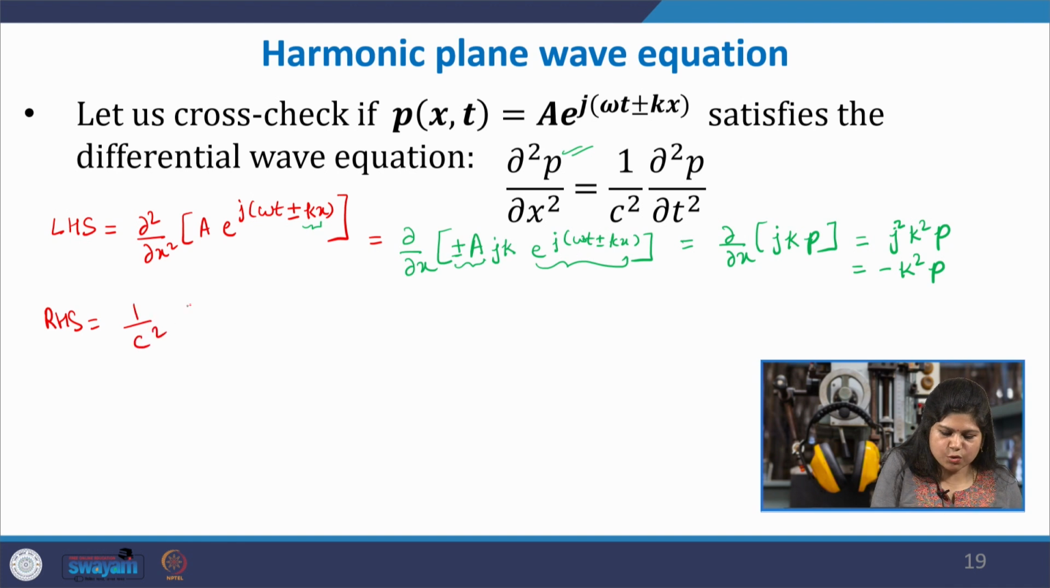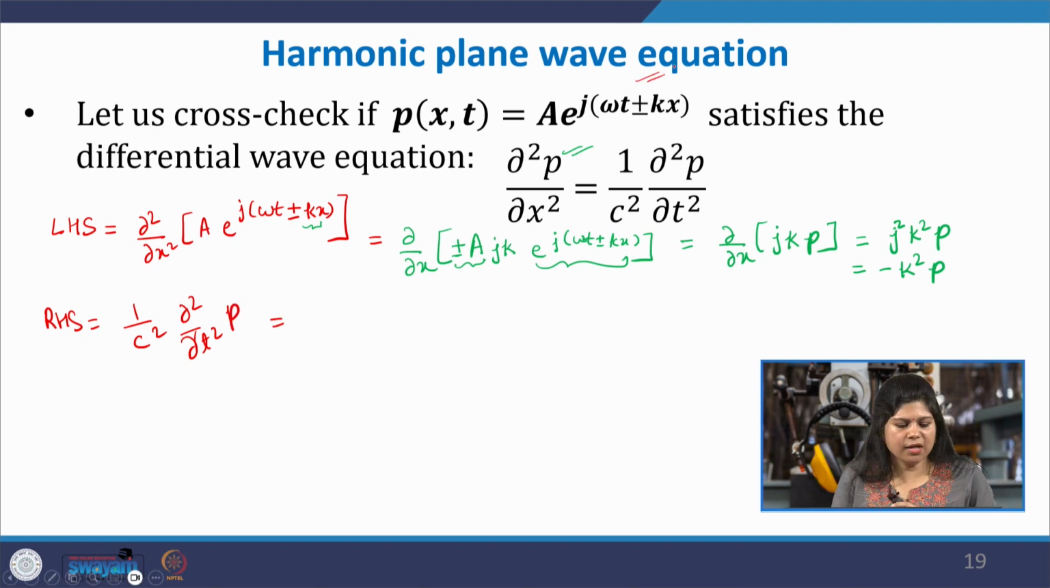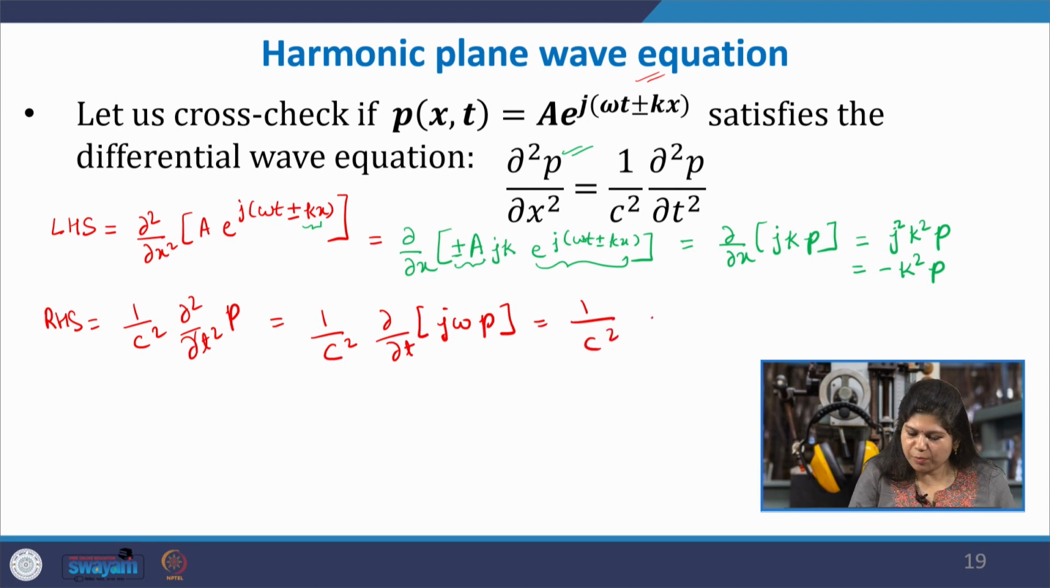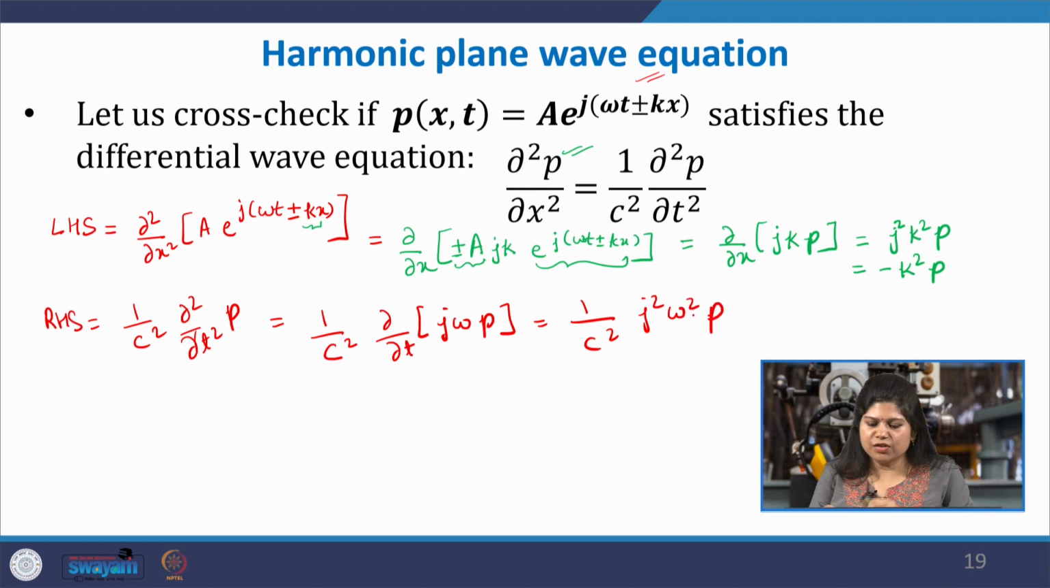This is 1 by c square del t square of this same p. Let us have this solution here. So, when you differentiate it with respect to time, this omega comes outside. So, it will be 1 by c square. After the first differentiation, what you will get is del by del t of j omega times p. Again differentiating it, you get this twice. So, j omega into j omega, so j square omega square times p, and j square is minus 1.